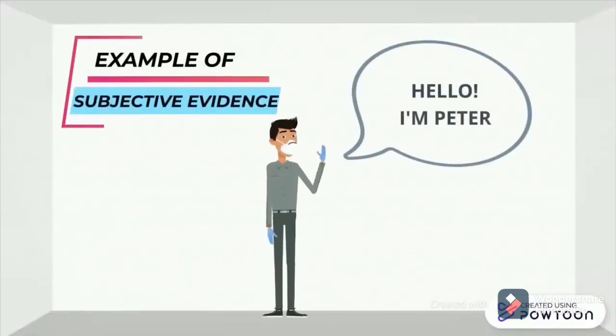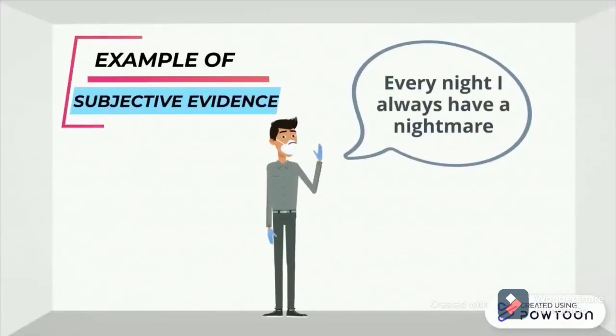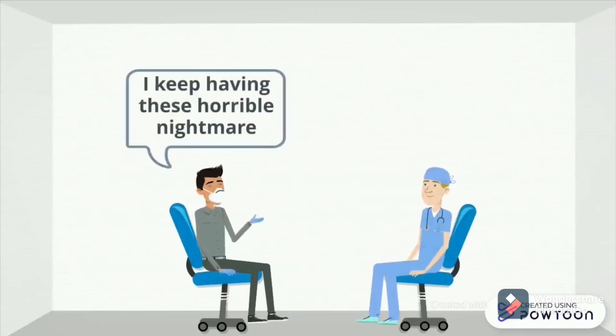For example, this is Peter. Every night, Peter is having a nightmare. So he goes to his doctor and says, "I keep having this horrible nightmare." The doctor must decide whether to believe or reject what Peter told him. This is because there is no compelling evidence to back up what he said. The evidence for the existence of Peter's nightmare is subjective evidence.